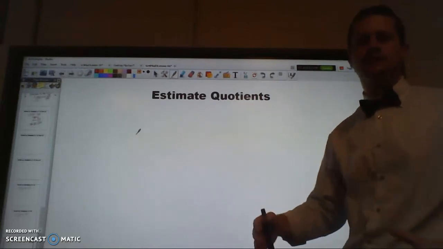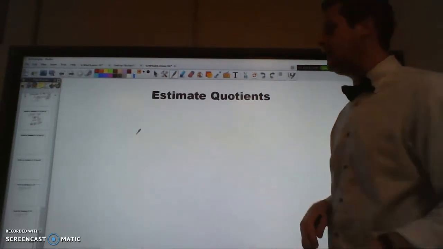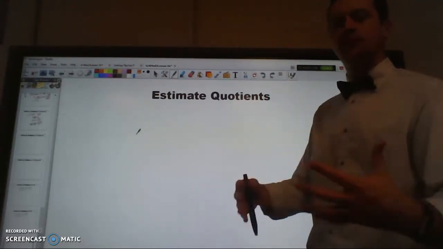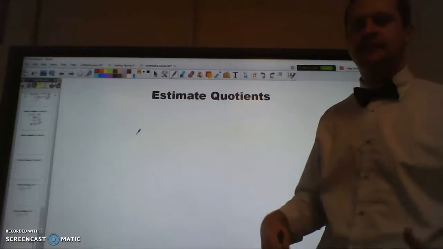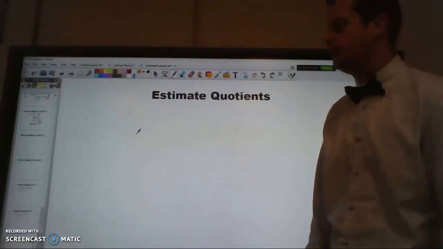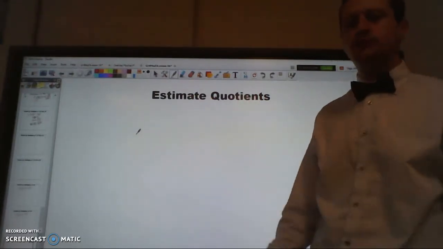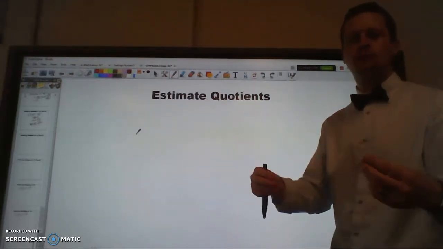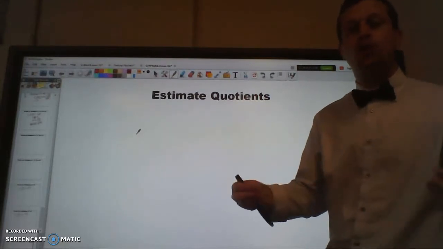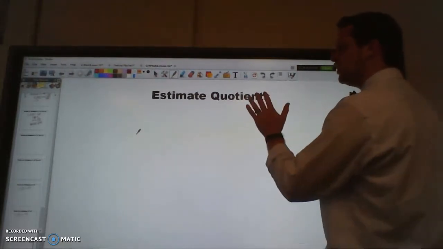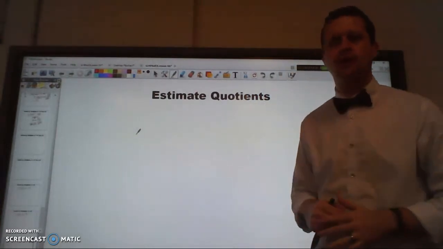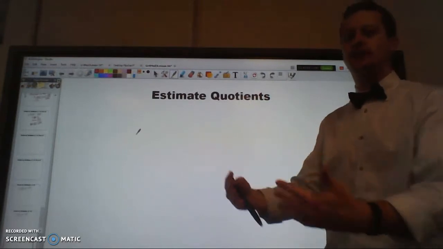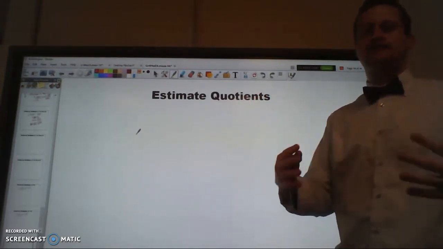Remember, estimating means finding an answer that's close, and we used this other word previously. It says reasonable. We're going to find a reasonable answer. In quotients, the quotient is the answer to a division problem. So we're going to be estimating division problems to find an answer that it maybe could be. And this is something that we want to be able to do quickly, because we don't want to get stuck so much on the estimating part that when we actually are dividing, it takes even longer, okay?